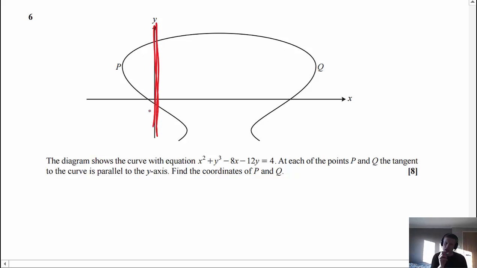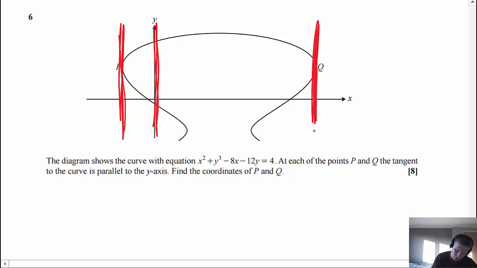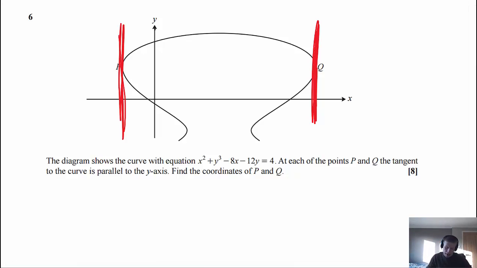If the tangents to the curve at P, so over here and over here, are parallel to the y-axis, they're basically just a vertical line pointing upwards. So at P it looks something like that, and at Q it looks something like that. Sorry, I can't draw straight lines very well on here, but that's basically what's going on. So they're just a straight line going vertically upwards. And I've just been told to find the coordinates of P and Q.